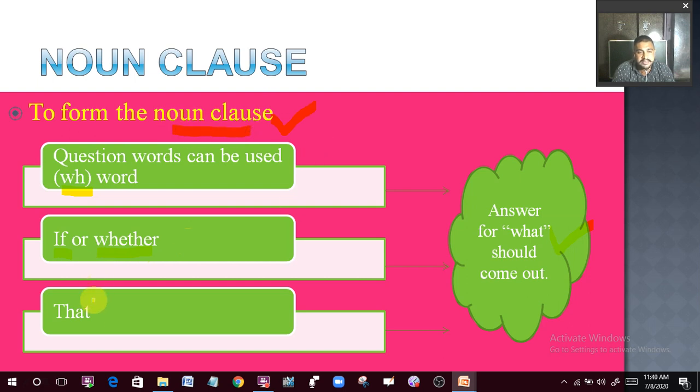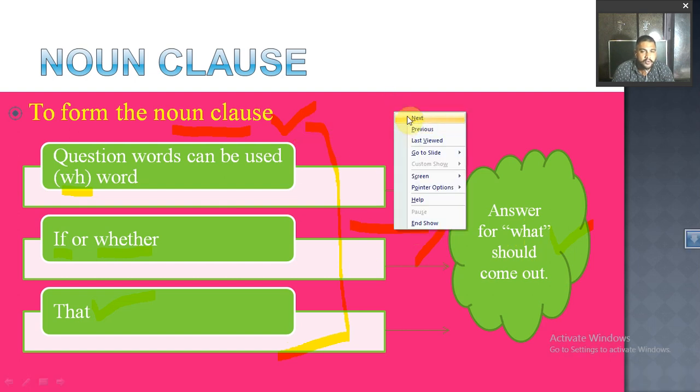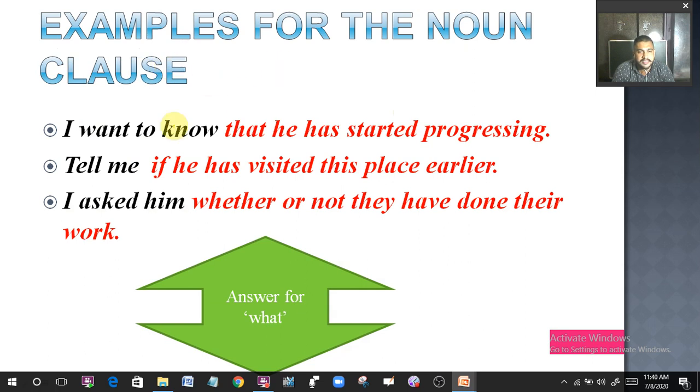Then there can be the conjunction that to start a statement, but all of these three are going to give the reply of what. The answer for what should come out. That means the answer at last would come out only in the answer of what. That's it. With the examples I think it would be clearer. Now here you can see there are three examples, very easy examples to understand the concept.